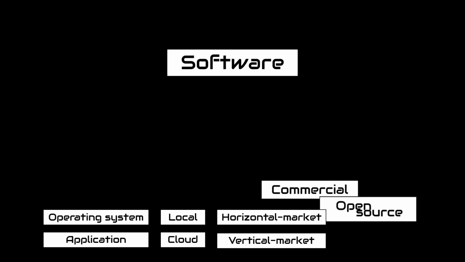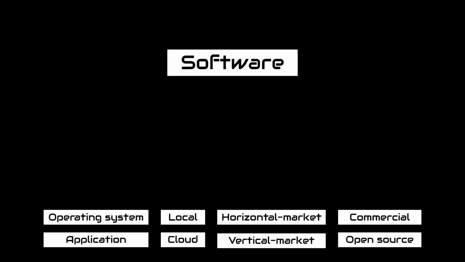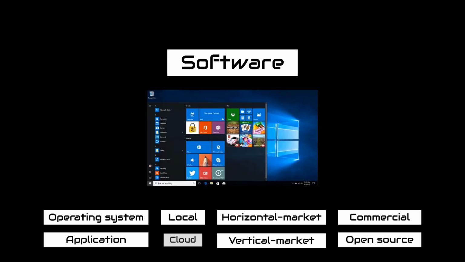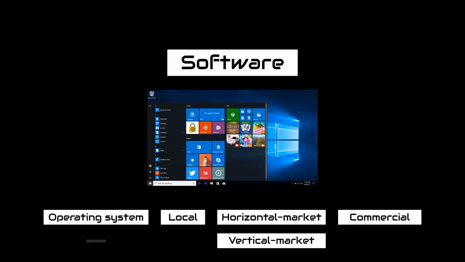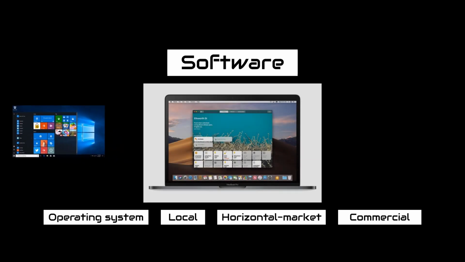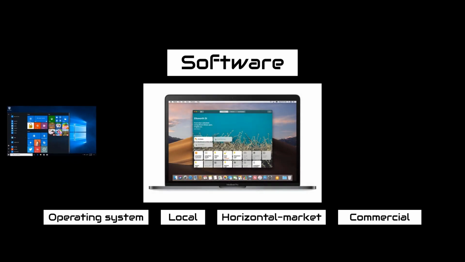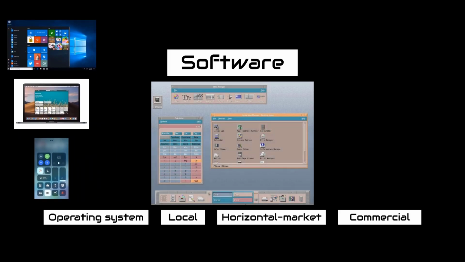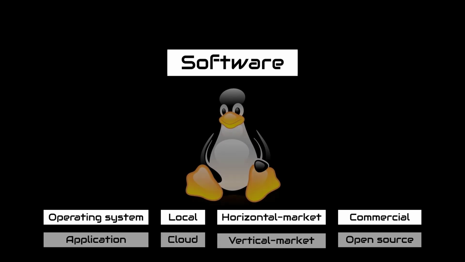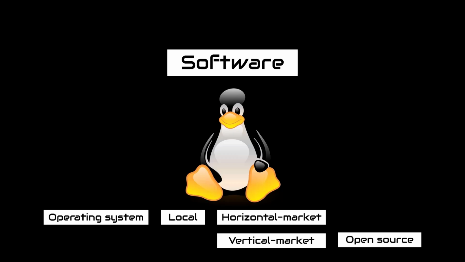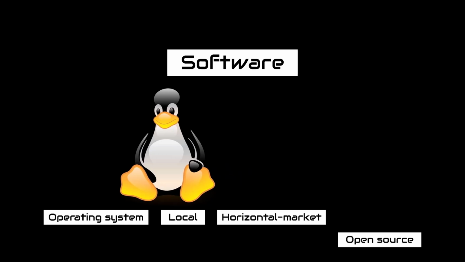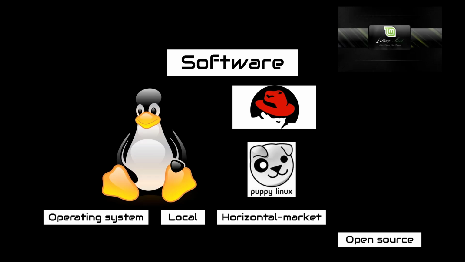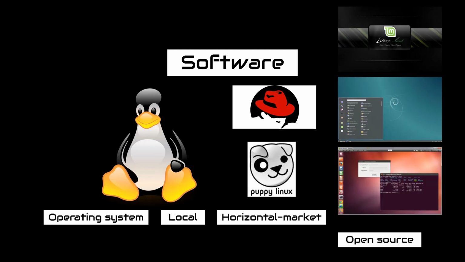Let's look at some different applications. Microsoft Windows would be a locally installed commercial operating system that everyone can use, thus making it a horizontal application. Other popular operating systems include Mac OS, used on Apple desktops and laptops, iOS, used in Apple iPhones, and Unix, which is generally used by engineers and other technical disciplines. We mentioned Linux. That's an example of a locally installed open source operating system. There are many different distributions of Linux, including Red Hat, Puppy, Mint, Debian, and Ubuntu.